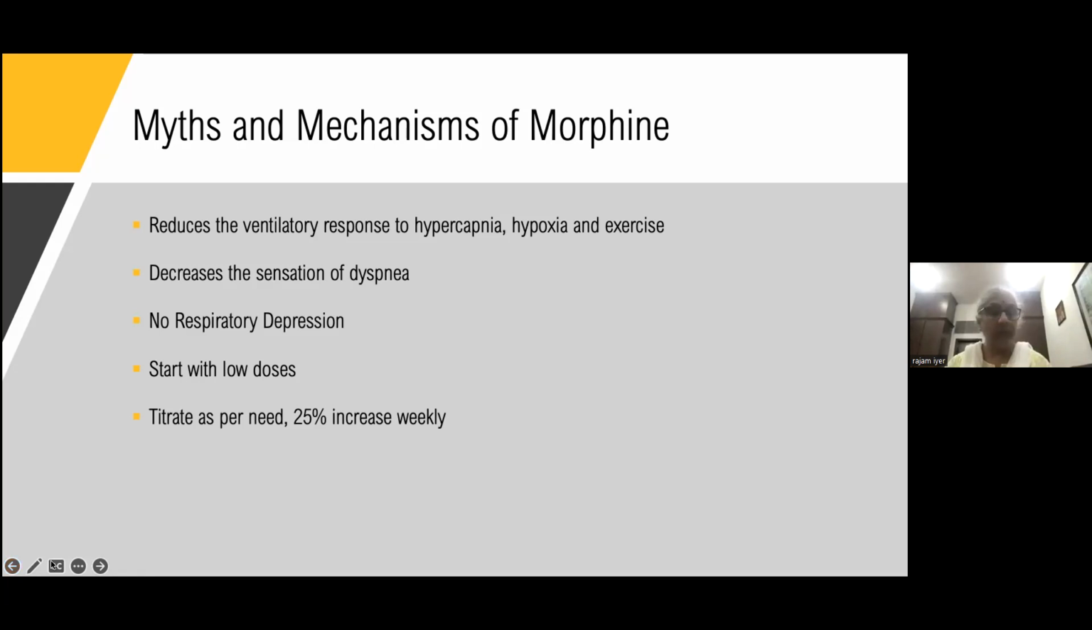Any questions? Is it in any form, oral, parenteral? So in all our patients, when they are conscious and walking, talking, we do oral. In the West, most of them do sustained release, but I do only immediate release because that's what is available. So usually we use oral. We very rarely prescribe patches.